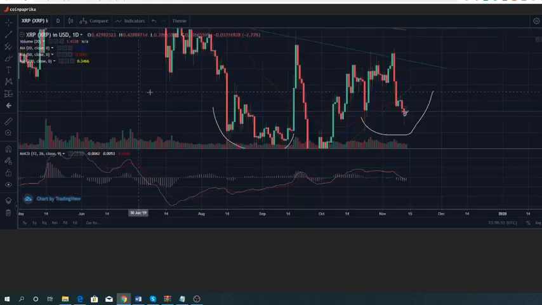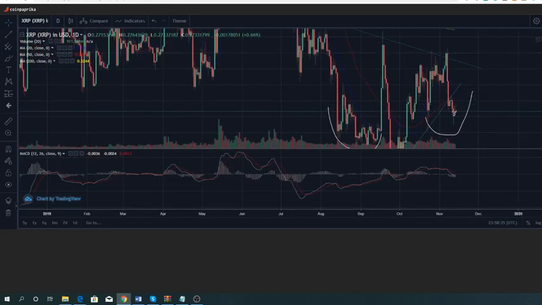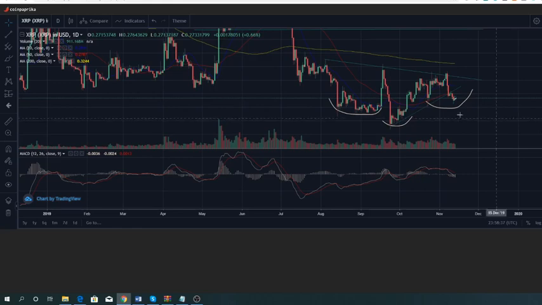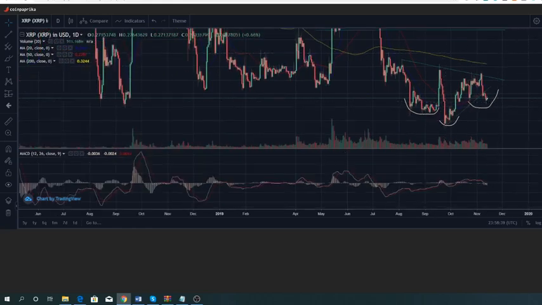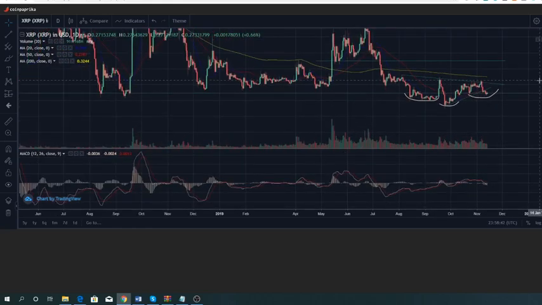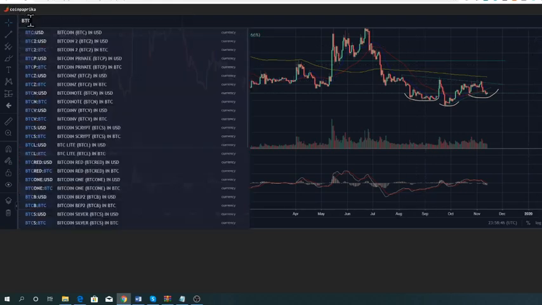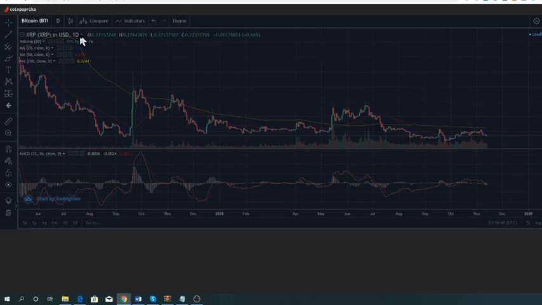Now we zoom out a bit on the daily time frame. Again, it's similar. We discussed that in the last video, so I won't repeat the same. Instead, we can just go into Bitcoin in USD.